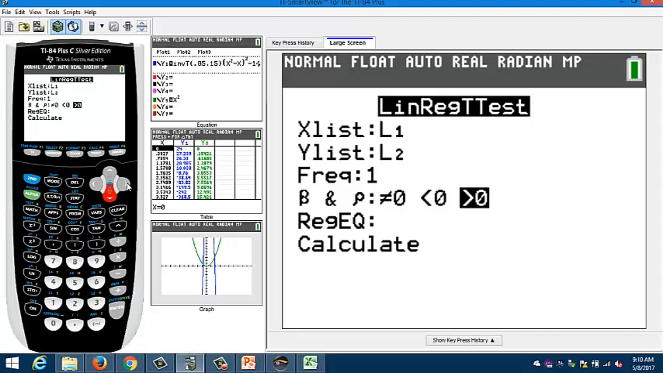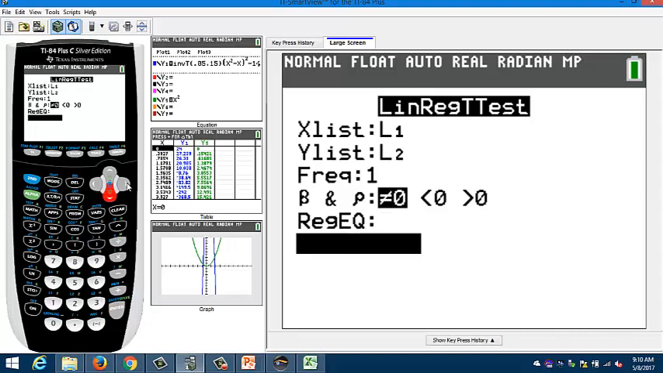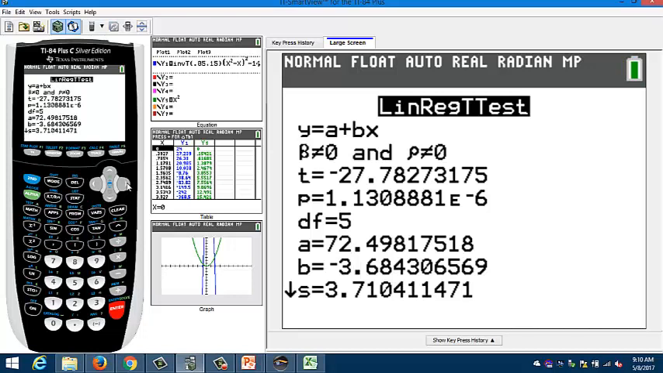It shouldn't really matter for our purposes. I'm going to click on the not equal to, and I'm going to click on calculate. Okay? So what we have here, notice it says y equals a plus bx, right? So what would be the regression equation? Well, you have to plug in a and b, right? The calculator says y equals a plus bx, but you need to plug in a.